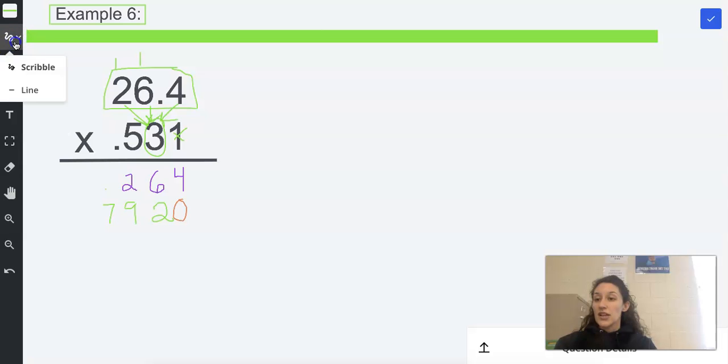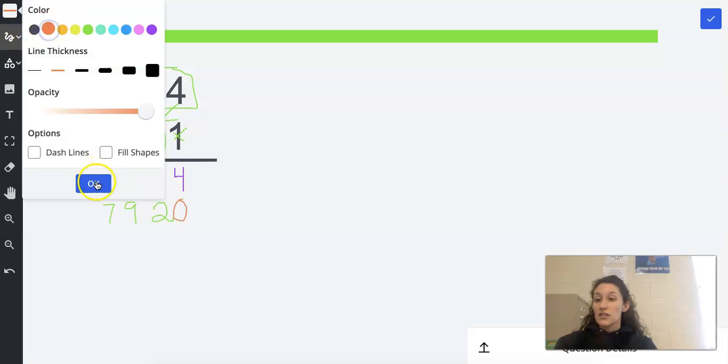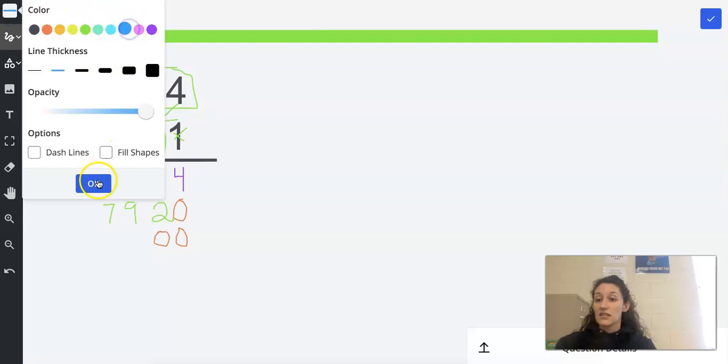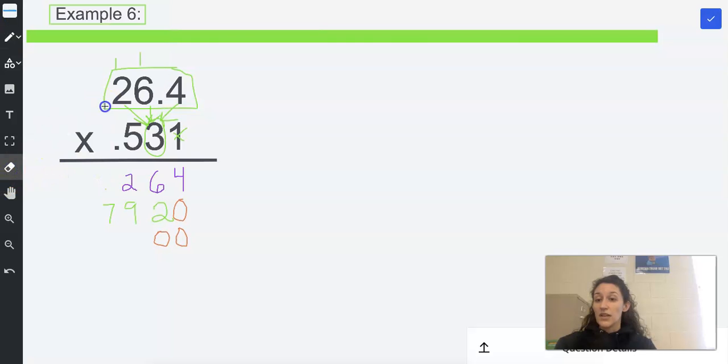And then I'm going to change colors and record 2 placeholders on the third line. And then I'll switch colors again and erase this work. I've already multiplied by the 3, now I'm multiplying by the 5, and I'm multiplying all of these digits at the top by the 5.